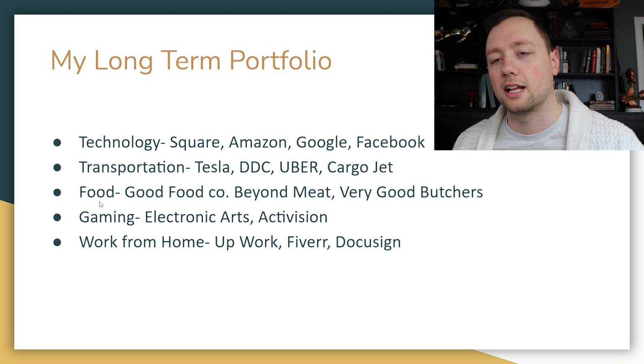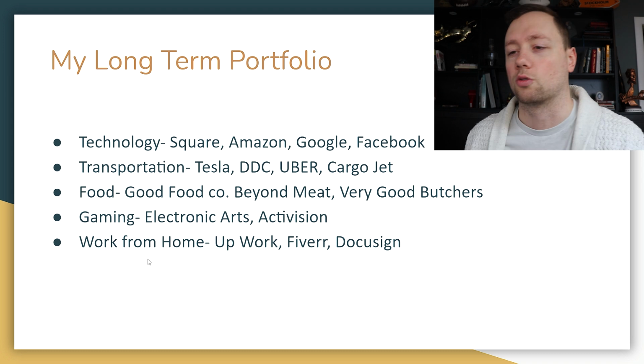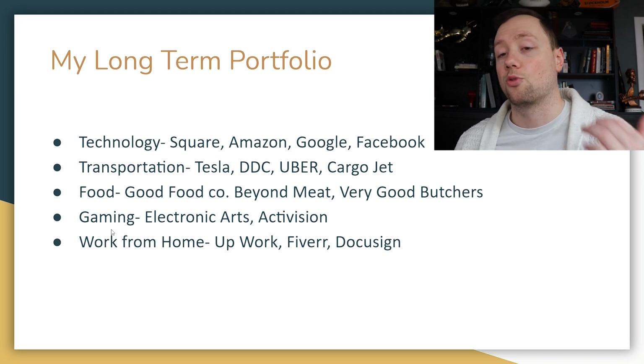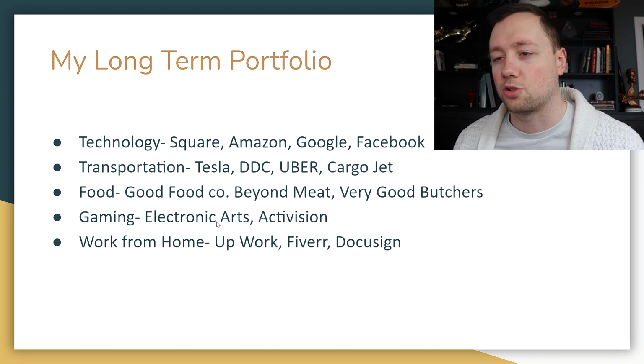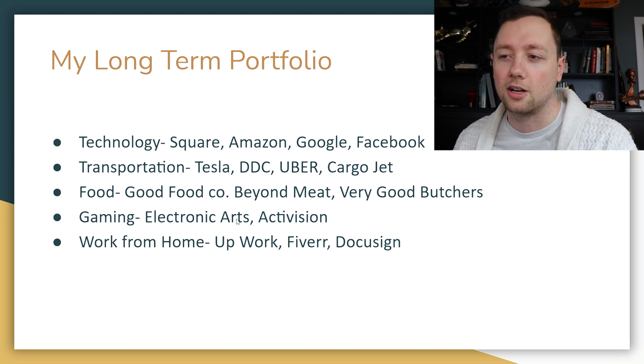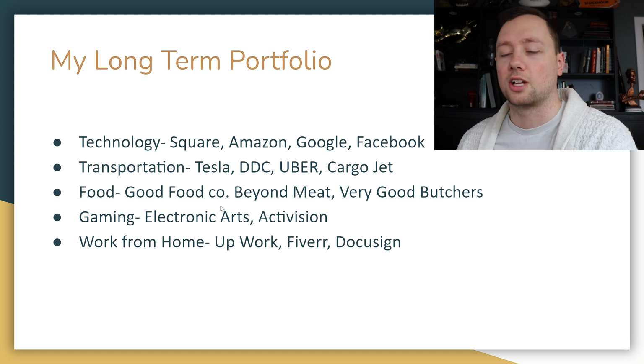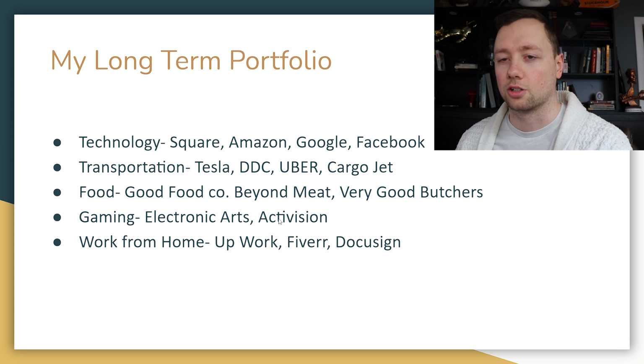The other industries that I like are food, gaming, and the work from home space. I think work from home is only going to grow. So I like Upwork and Fiverr. I really like gaming. I actually just made a swing trade on Electronic Arts and I made 100% on that return. I also like Activision. I think both of these companies have good management and are going to grow over time.